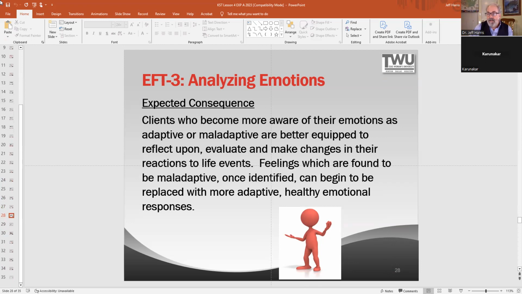What's going to happen when we analyze emotions? Clients who become more aware of their emotions as adaptive or maladaptive are better equipped to reflect upon, evaluate, and make changes in their reactions to life events. Feelings which are found to be maladaptive, once identified, can begin to be replaced with more adaptive, healthy emotional responses.